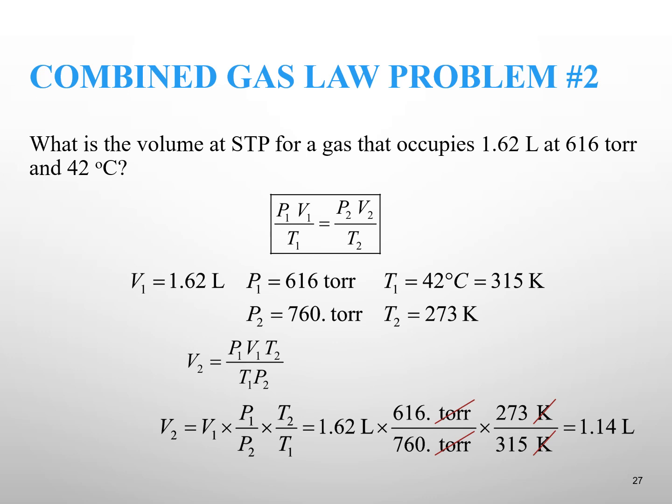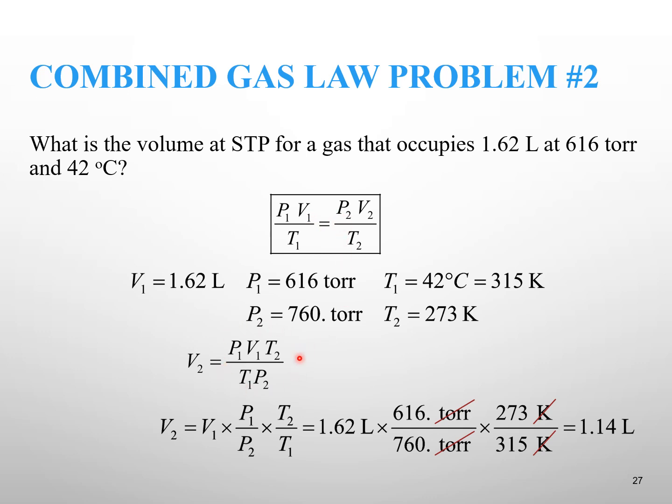Alright, let's take a look at another question here. What is the volume at STP for a gas that occupies 1.62 liters at 616 torr at 42 degrees Celsius? So we know STP, right? STP is 760 torr, 273 Kelvin. Okay, we need the new volume. The V2 is missing, but we're given the original volume, the original pressure, and the original temperature. Always turn it to Kelvin. So if we are looking for V2, again, we'll take P1 V1 over T1 times T2 divided by P2.